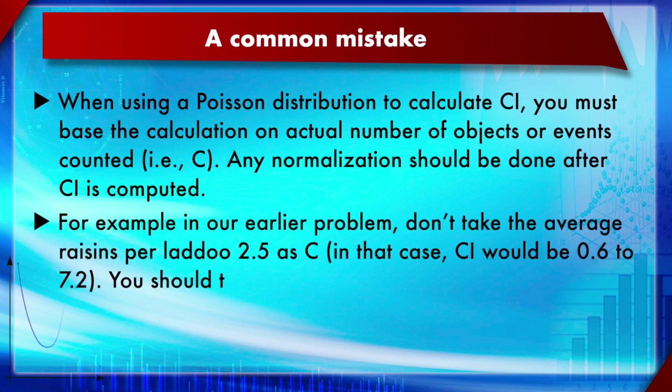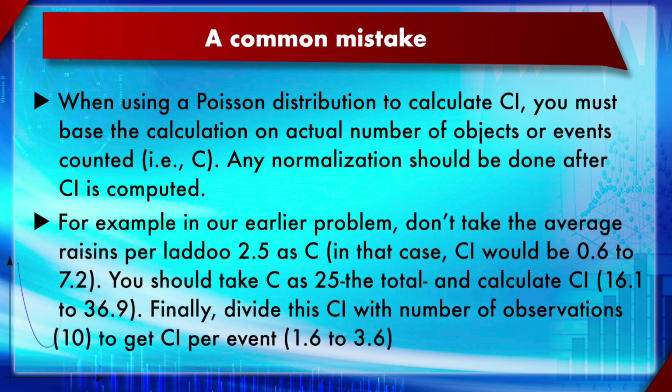For example, in our earlier problem, don't take the average raisins per laddu, that is 2.5, as a count. In that case, the confidence interval would have been 0.6 to 7.2. See, it's totally wrong answer. So you have to base that on the empirical number of the count. So finally, divide the CI by the number of observations, that is 10, to get CI per event. So 1.6 to 3.6. So that is the real CI of that one.